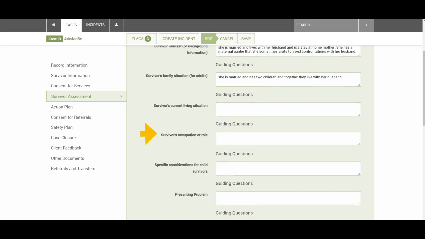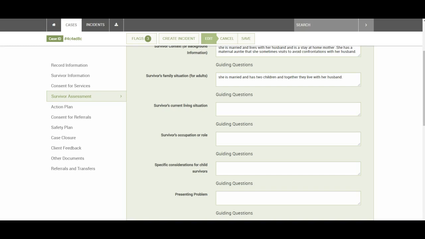Then the survivor's occupation or role in the community is next. Does the survivor work? Is her work at home? Does she have paid employment? Part-time or full-time? Does the survivor have a special role in the community where she or he lives?